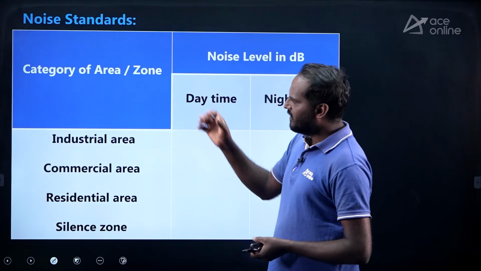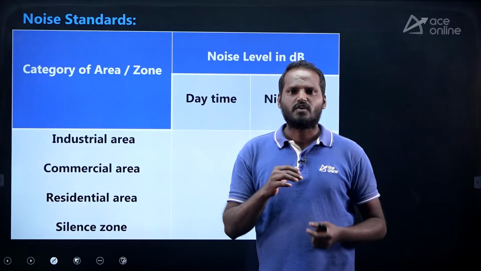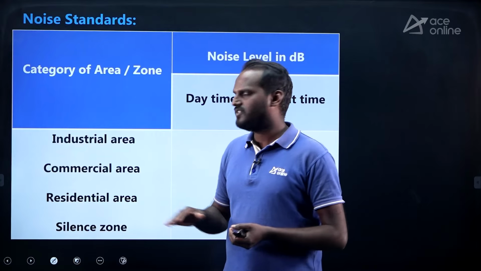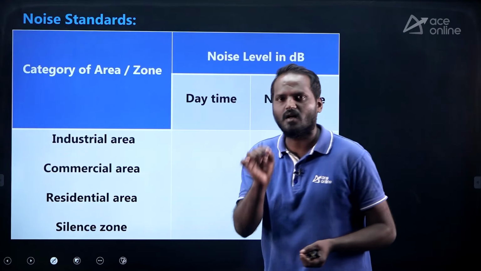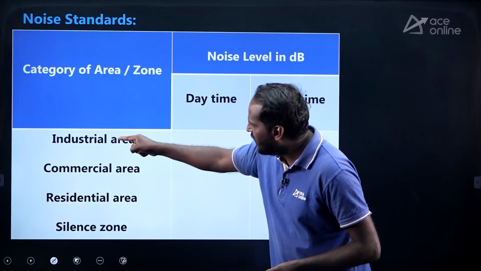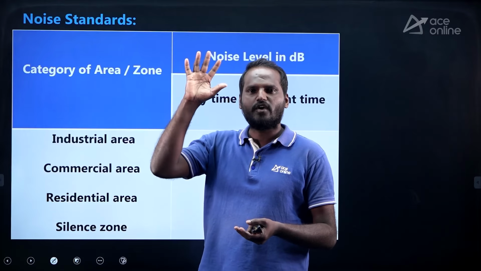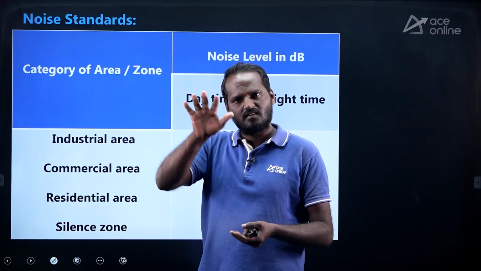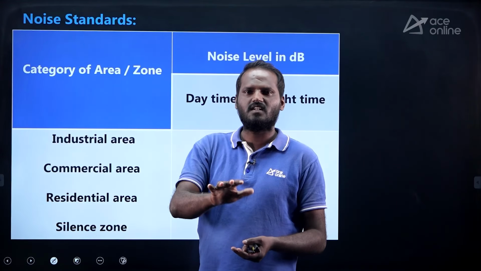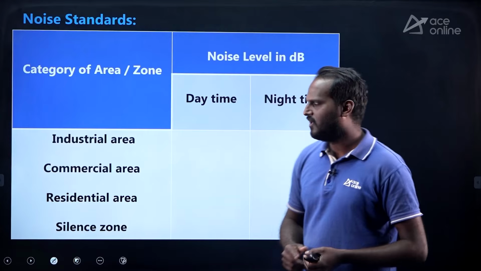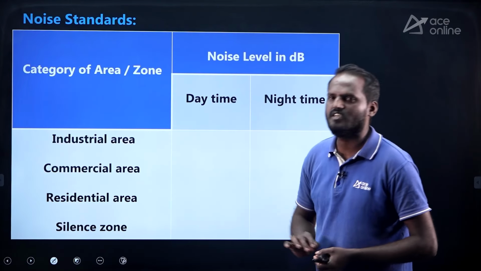In the Indian standard, we have 4 different zones. You should be able to recall the zones in the same order. Mark my words, same order you need to remember. What is that order? Highly noisy is industry, then commercial, then residential, then silence zone. Very easy to remember these zones in sequence, right?